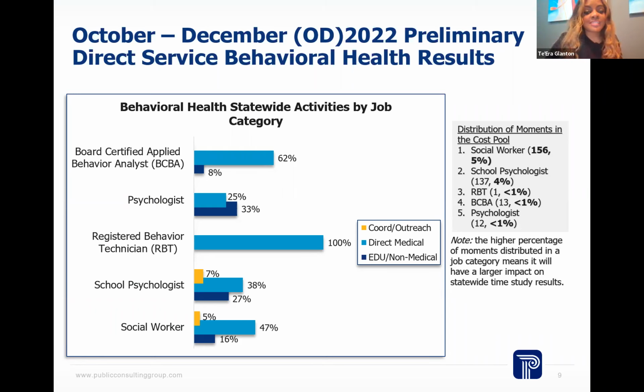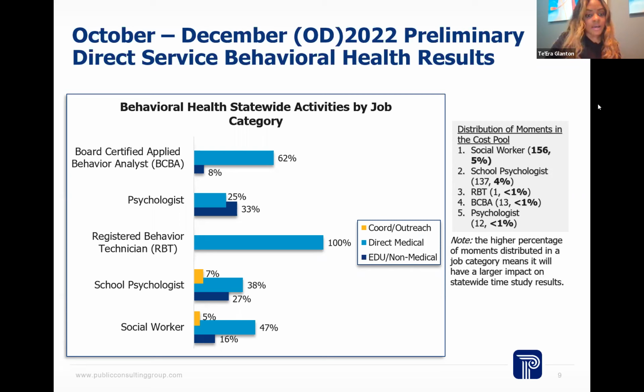So in this session, we are going to start off by reviewing some statewide time study results from the OD22 quarter. And just keep in mind that these results are preliminary. And then we'll also talk about ways that we can continue to stay compliant and optimize our reimbursement.